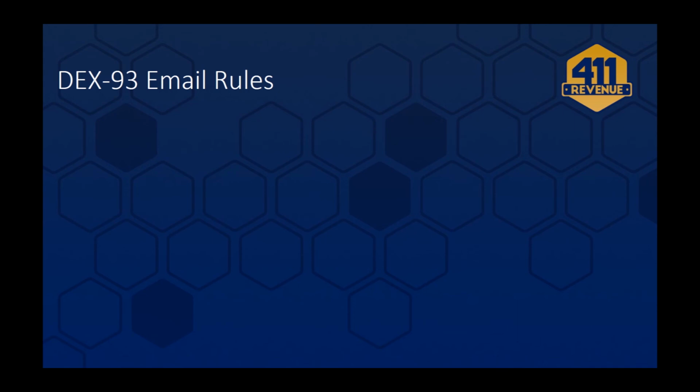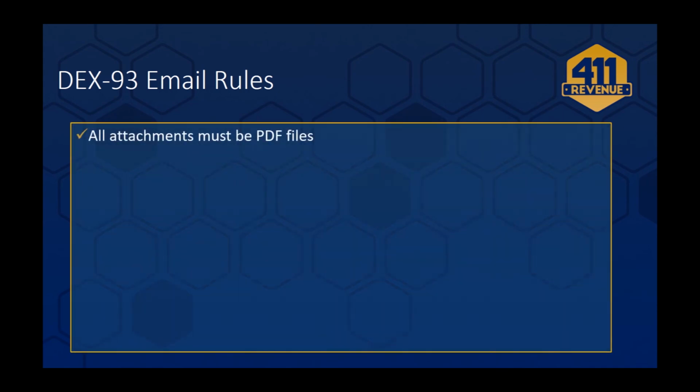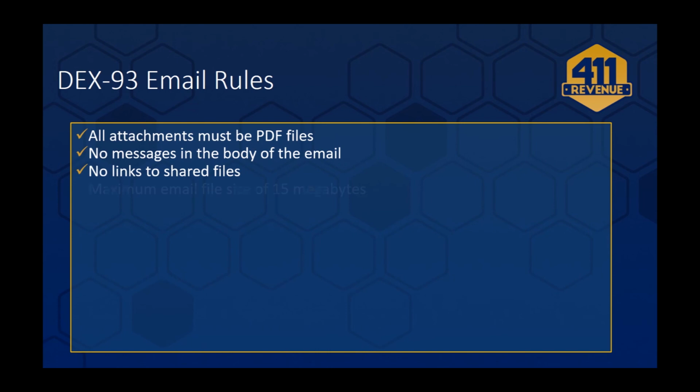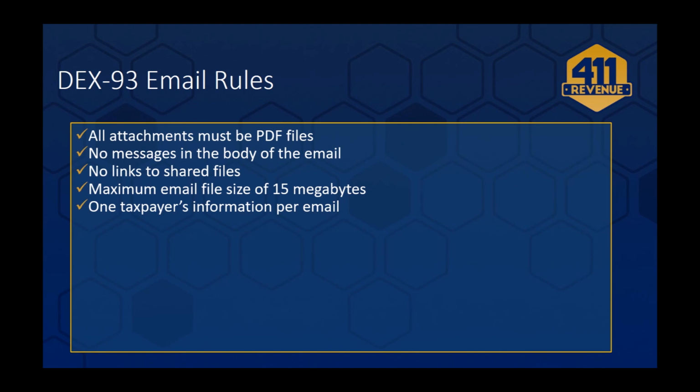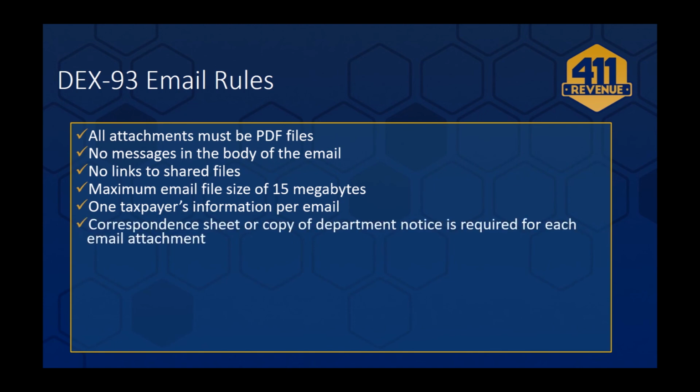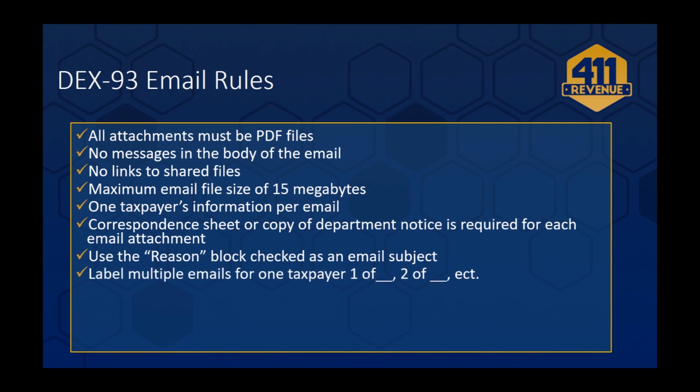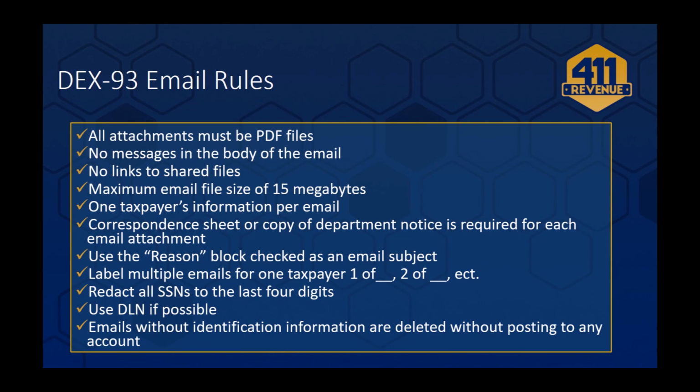All attachments must be PDF files, no messages in the body of the email, no links to shared files, maximum email file size is 15 megabytes, limit is 1 taxpayer's information per email, a correspondence sheet or copy of the department's notice is required for each email attachment, use the reason block check as email subject, multiple emails for 1 taxpayer labeled using 1 of 3 or 2 of 4, redact all of the Social Security number to the last 4 digits of the Social Security number, use the DLN or document locator number in the upper right corner of your notice if available, and emails without identification information are deleted without posting to any account.